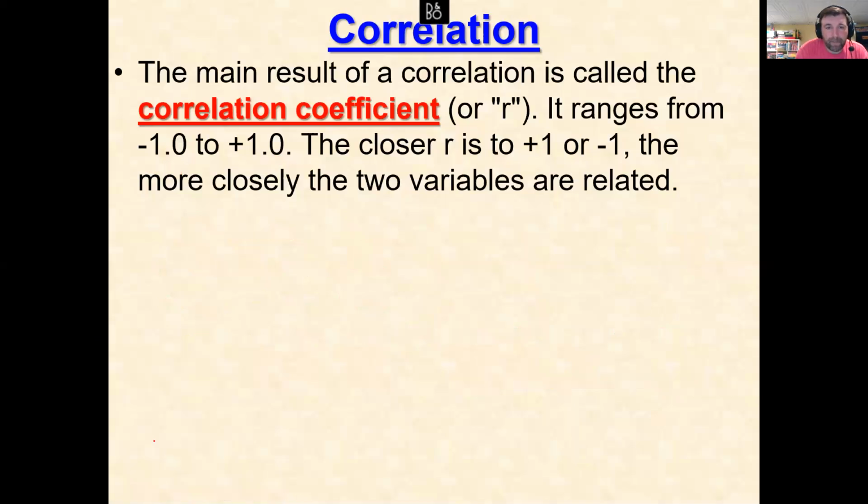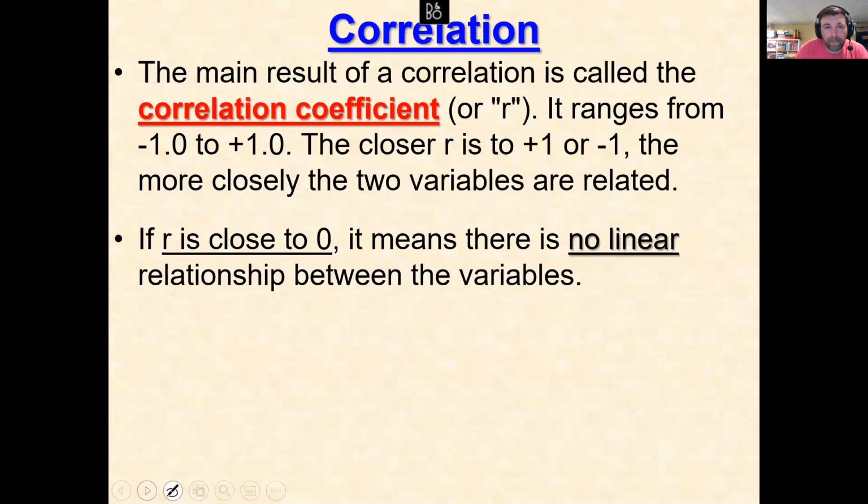All right. If R is close to 0, it just means there is no linear relationship between the variables. So +1, you have a positive relationship, -1, negative relationship. The closer you get to 0, it means there's less and less of a linear relationship, where 0 implies that there is no linear relationship whatsoever. Okay, I'm going to show you what that might look like visually.